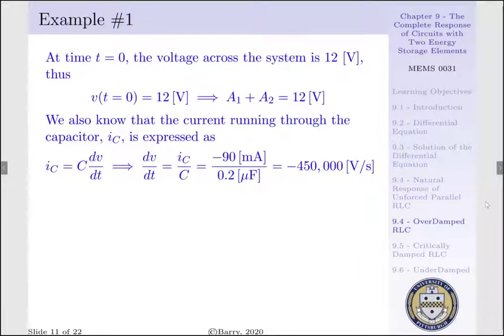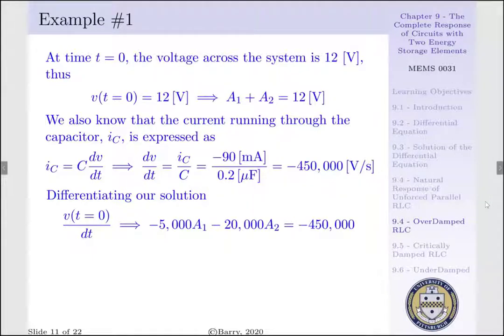We also know that the current running through the capacitor, I_C, is expressed as our capacitance times the time rate of change of our voltage, or the time rate of change of our voltage is equal to I_C per C, where I_C was found to be minus 90 milliamps and our capacitance was 0.2 microfarads, or we'd have a value of minus 450,000 volts per second.